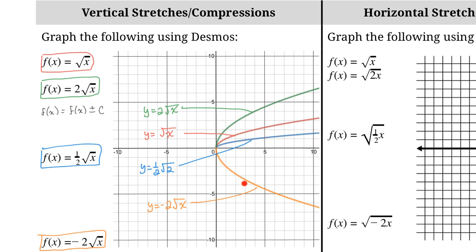And let's look at this orange function. Notice that the orange function is pointing in a whole different direction. That's because of that negative, because we're multiplying by negative 2 here. So it looks like our green function, y equals 2 root x, but it's been flipped. And this would be a reflection in the x-axis. So instead of multiplying by just 2, we're multiplying by negative 2.